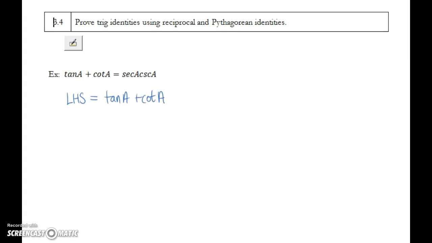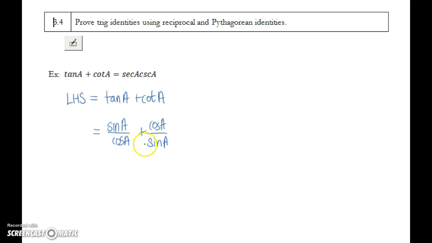Notice that our right-hand side has secant and cosecant, which is made up of sines and cosines. So let's change this to sines and cosines. Tangent A is sine A over cosine A, and cotangent A is cosine A over sine A. So we've done some substituting. The tricky part now is doing some algebra, and this requires us remembering how to add fractions. So to add two fractions together, you need a common denominator.